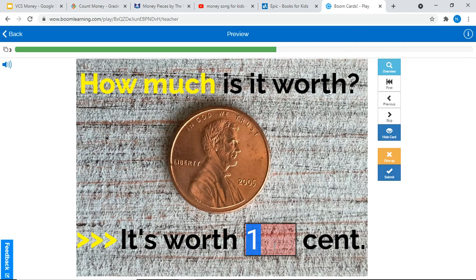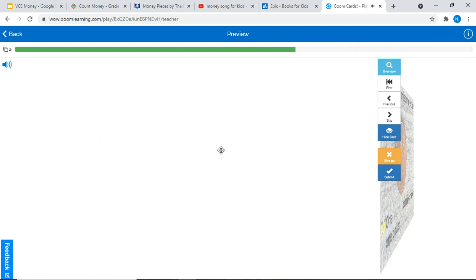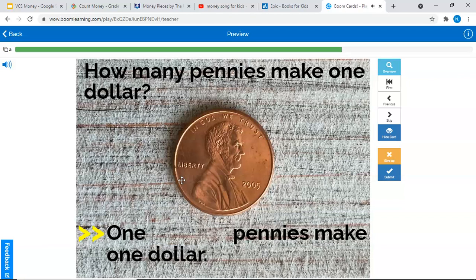Oh, incorrect answer. And the students would find out if they provided the correct answer or incorrect. So in this case, I typed the number, but it was asking for the word. So that would be a good distinction to discuss with your students.